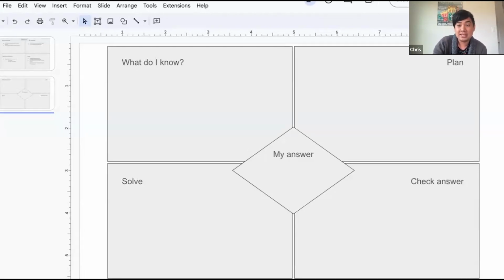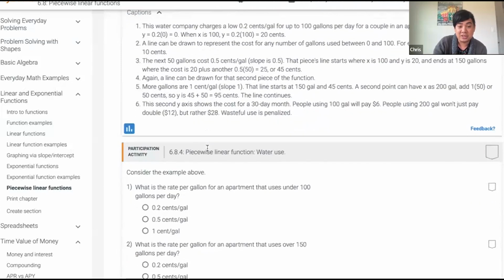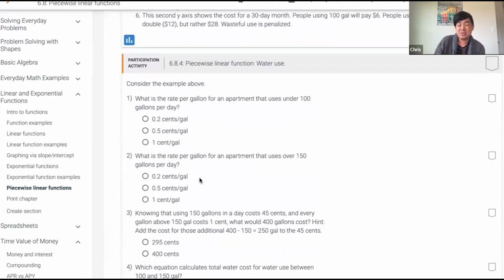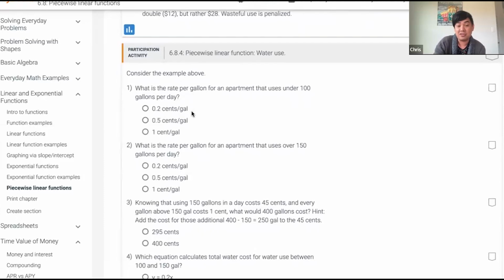And then same thing now, let's look at specific questions here. And the zyBook is really helpful for that because it breaks down the question step by step. So it's really easy for students to get the important pieces of information from the problem because we immediately have a participation activity for them to follow.